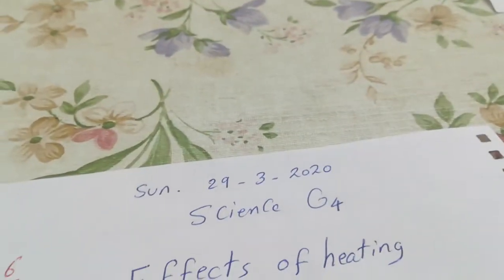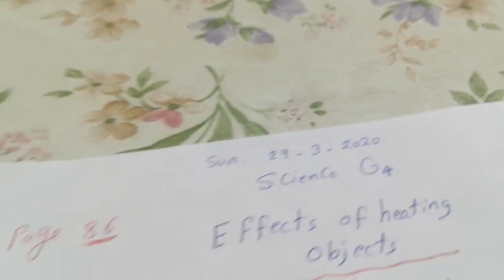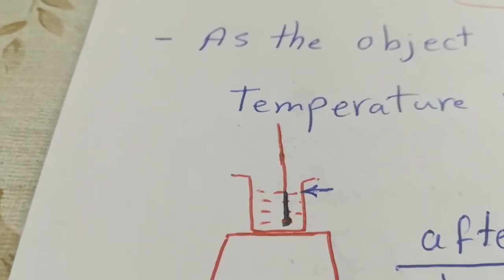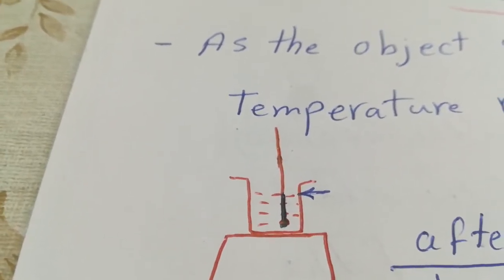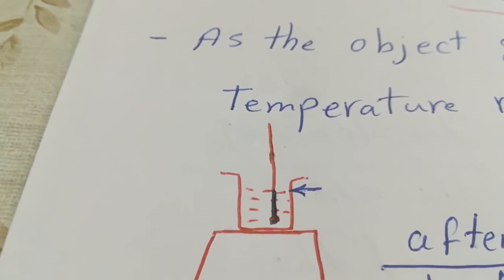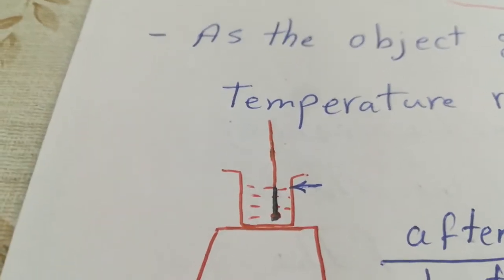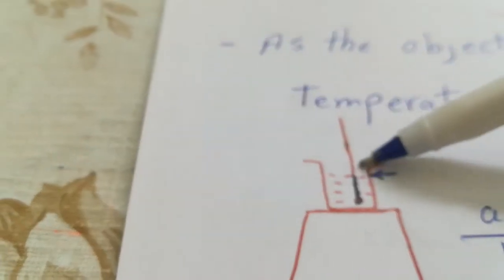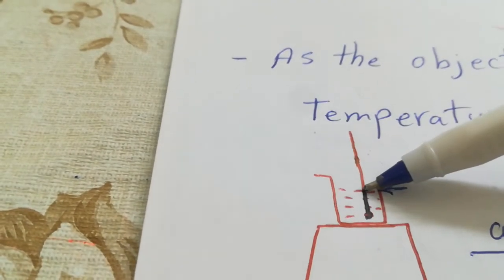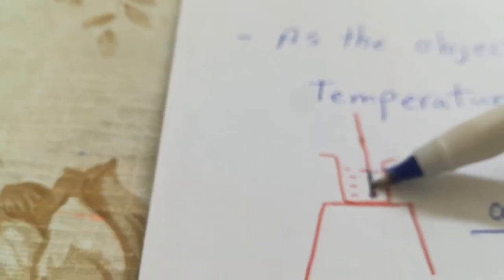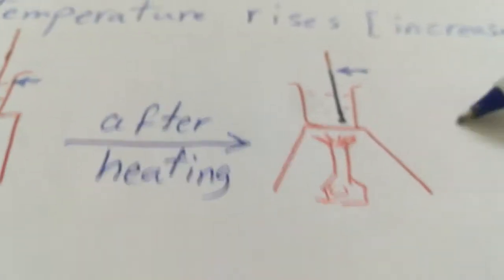For example, if we bring an amount of water and put it in a beaker containing a thermometer, this point represents the temperature of the liquid. What happens if we heat the water like this?